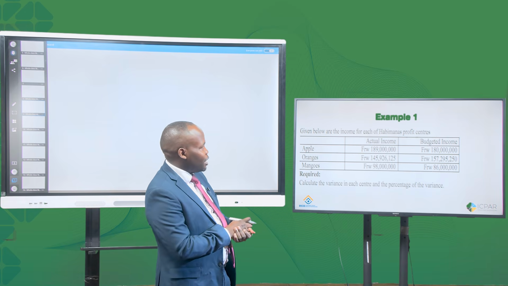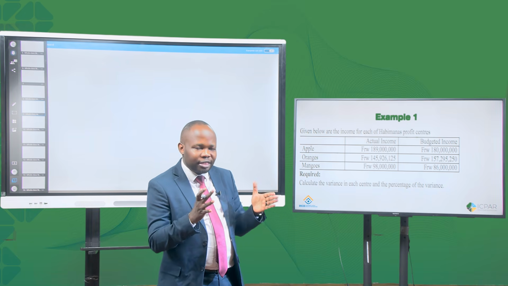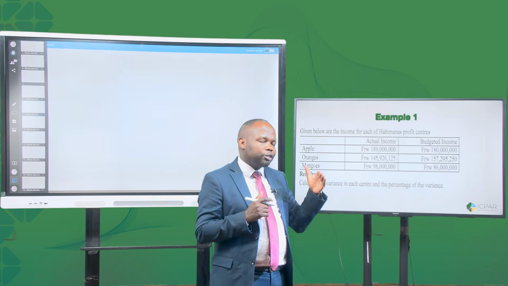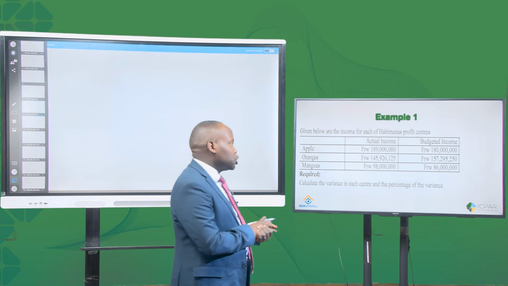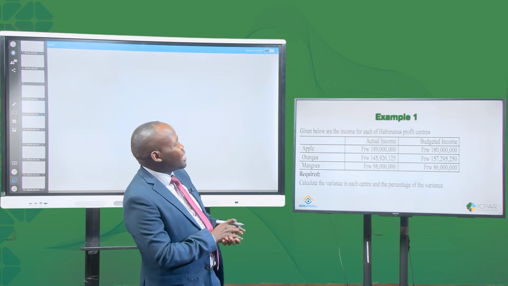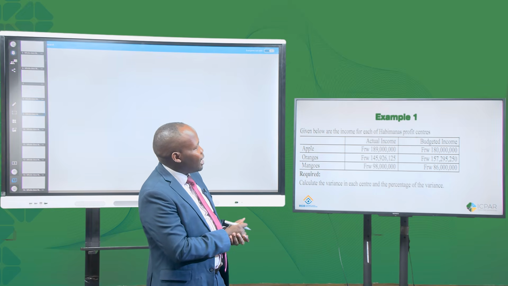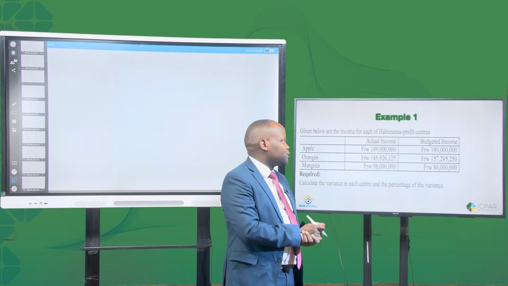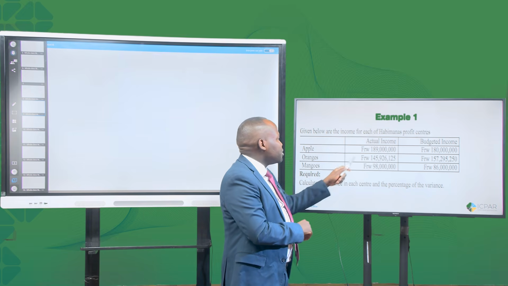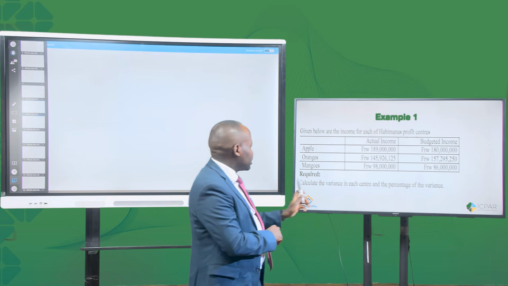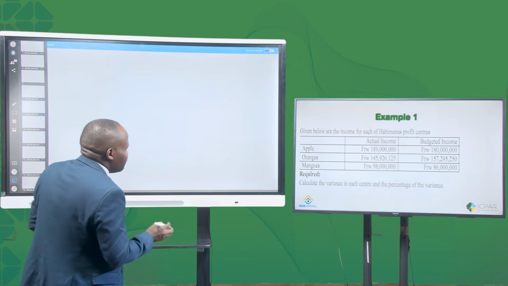We are coming to the end of this by looking at two examples. This was a topic that is not complicated. This topic only looks at the difference between budgets and actuals. So we have an example, two examples actually. Given below is the income for each of Habimana's profit centers. Income is money that comes into the business. So there are profit centers called apples, oranges, and mangoes. The actual income and the budgeted income. Required, calculate the variance in each center and the percentage.